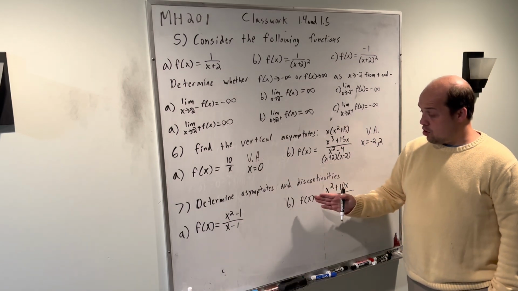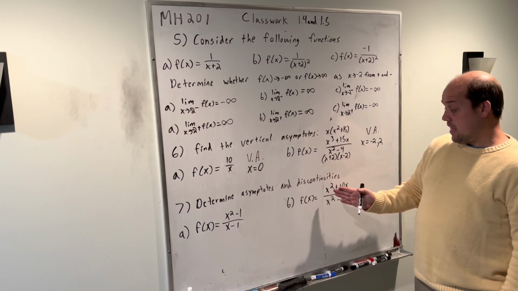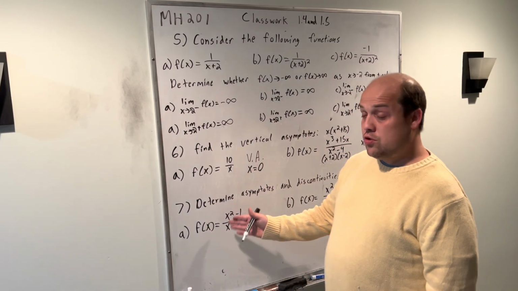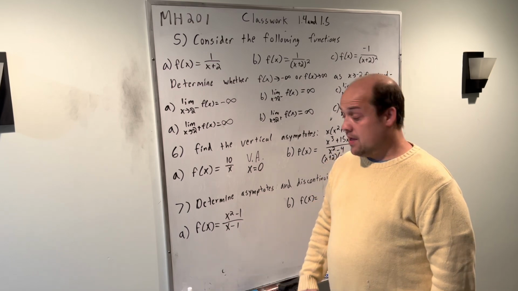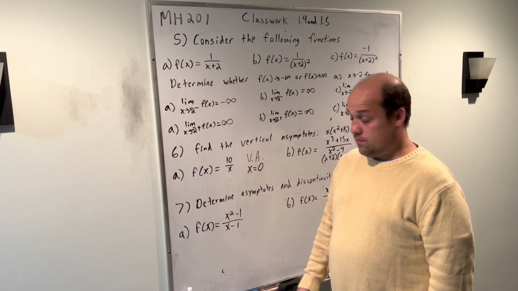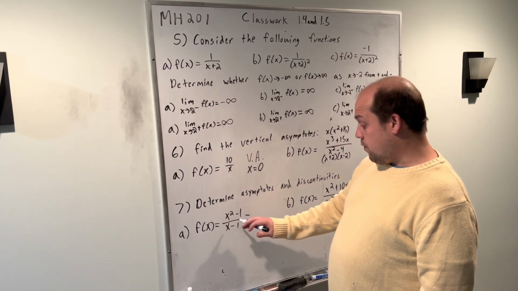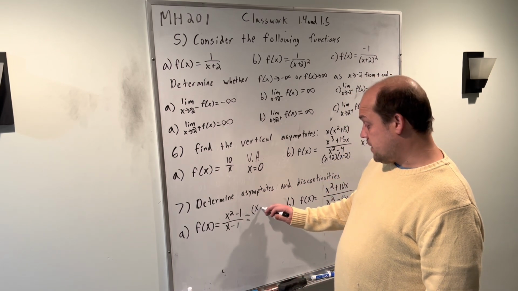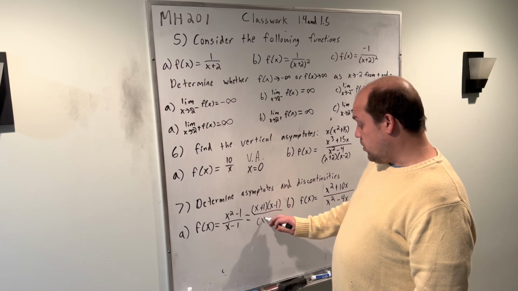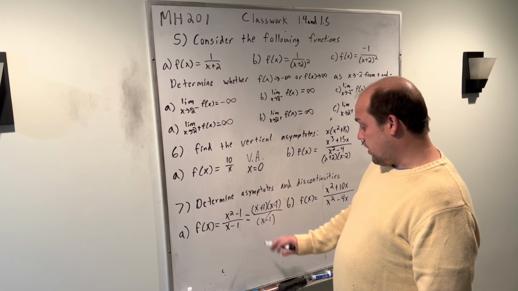When I'm asked to determine vertical asymptotes and discontinuities, the vertical asymptotes are the ones that make the bottom 0 and do not reduce with anything above. The discontinuities are the ones that make the bottom 0 but do reduce with something above. So here, if I were to factor the top, it would become x plus 1, x minus 1, which does reduce with the bottom x minus 1.